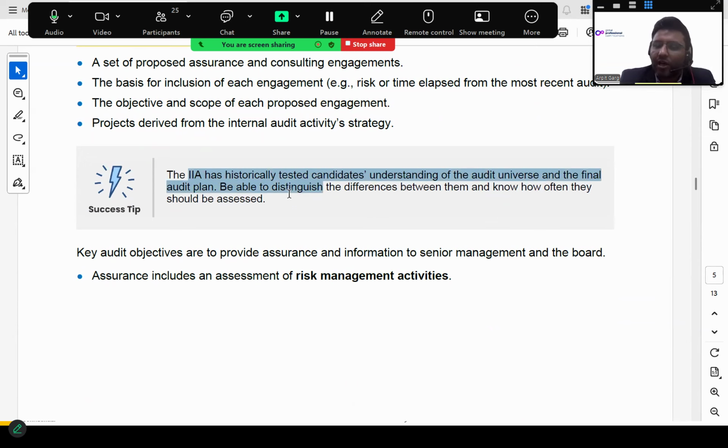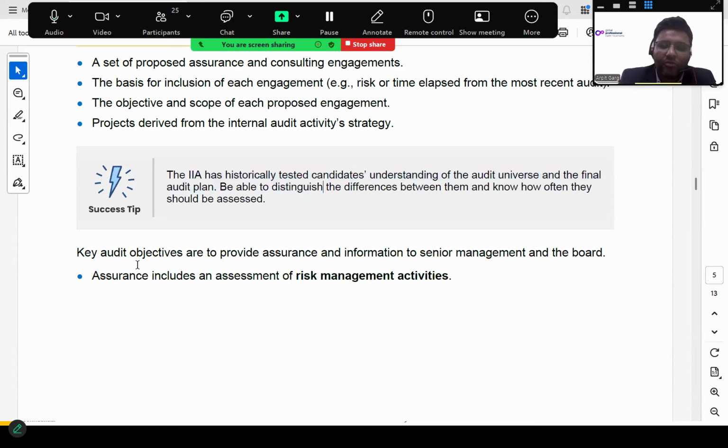Now, people, this is important. I hope you're clear: audit universe and audit plan are two different things. Do you all agree with me? Audit universe is all auditable areas. Audit plan includes which auditable area we have to audit, and at what frequency, based on the risk assessment that has been done, right? And what is the frequency at which we need to evaluate our audit universe as well as do the risk assessment? It is annually.